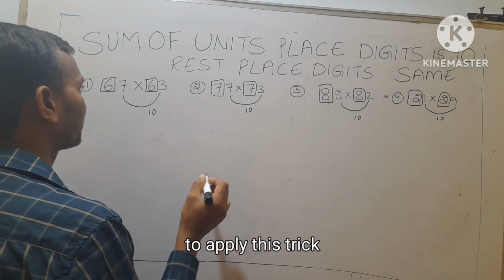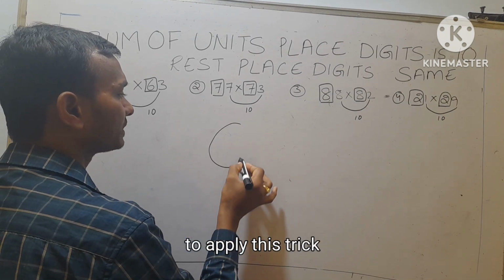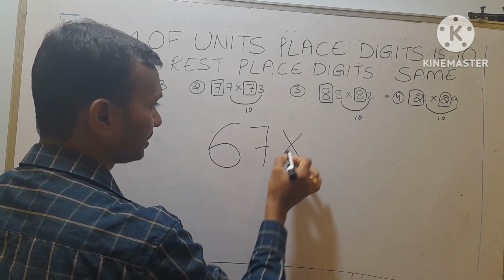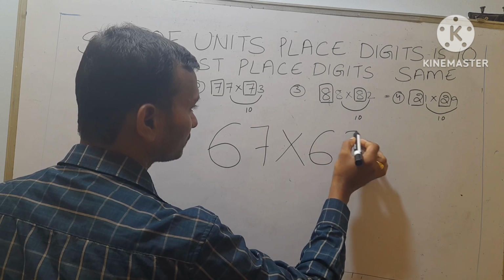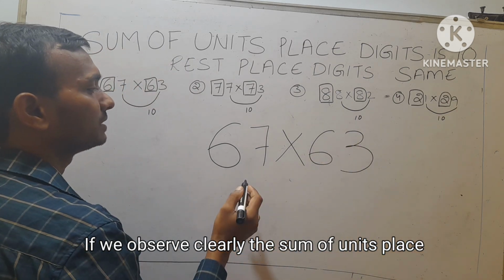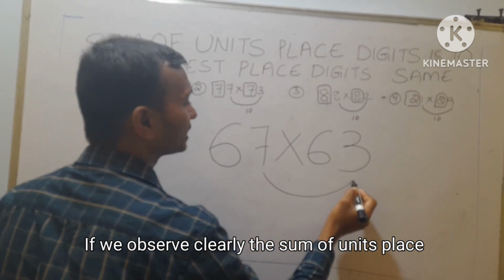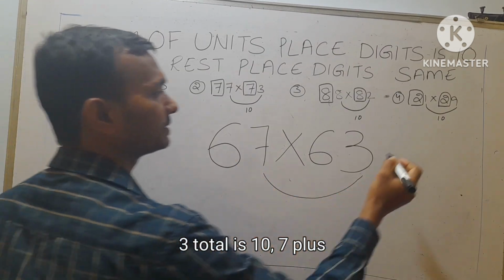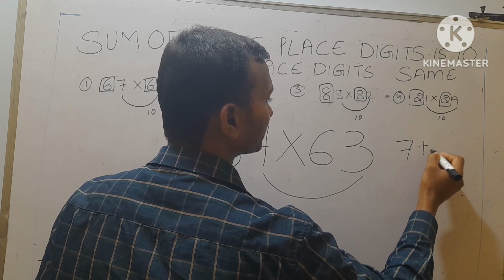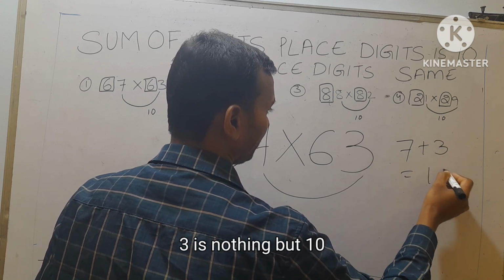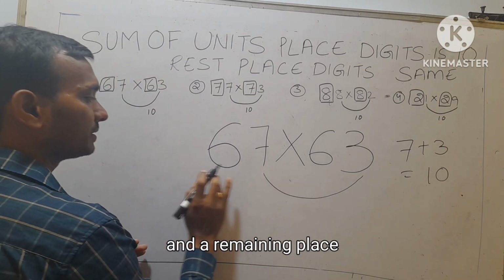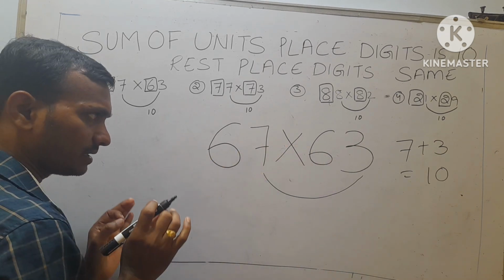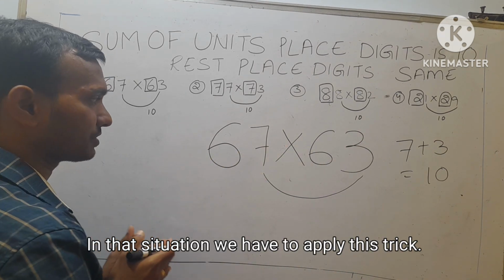How to apply this trick? You see here, 67 into 63. If you observe clearly, the sum of the units place values, that is 7 plus 3, totals 10. And the remaining place digits, that is 6, are the same. In that situation, we have to apply this trick.